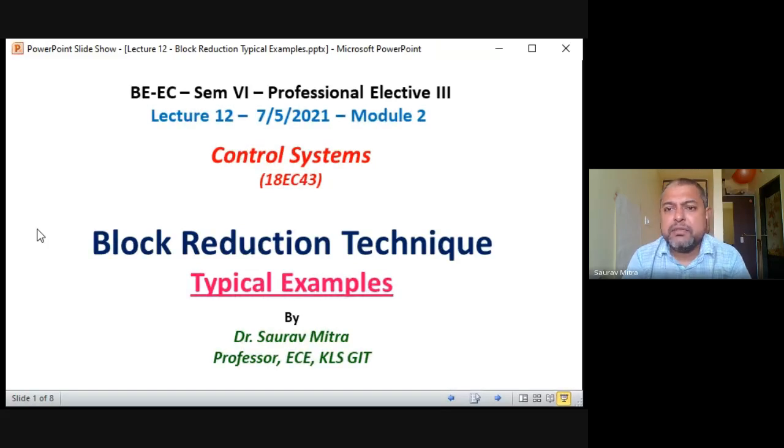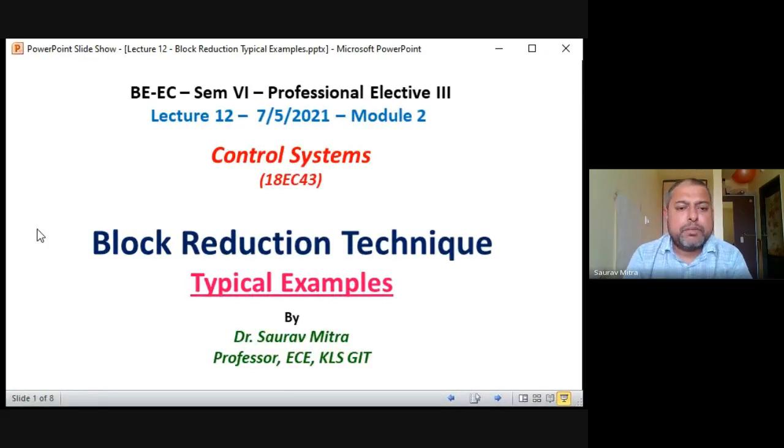So that numerical you will find in the book of M. Gopal, page number 110, 111. So that numerical we will see today. I have handwritten it. Though I have uploaded the notes, the intermediate steps are not shown in detail. So lecture 11 has been uploaded in your Google Classroom.